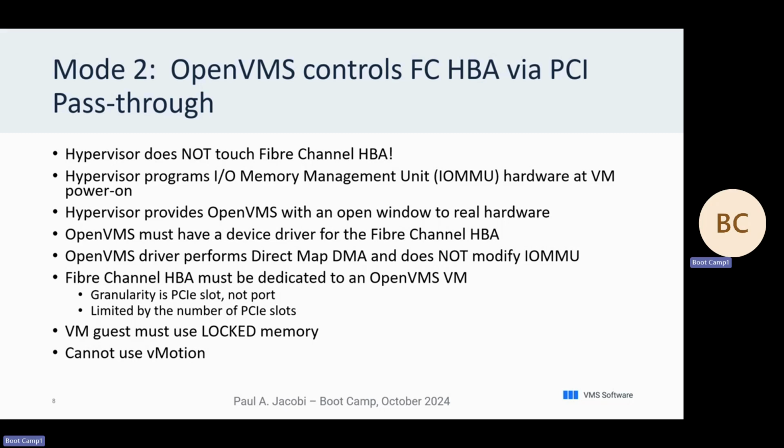OpenVMS then must have a device driver for the particular Fibre channel host bus adapter. The VMS driver then performs direct map DMA to that adapter, but does not modify the IO MMU. The Fibre channel host bus adapter then must be dedicated to that particular OpenVMS VM. The granularity is a PCIe slot, not the ports. And then, of course, you're limited by the number of PCIe slots in your system.